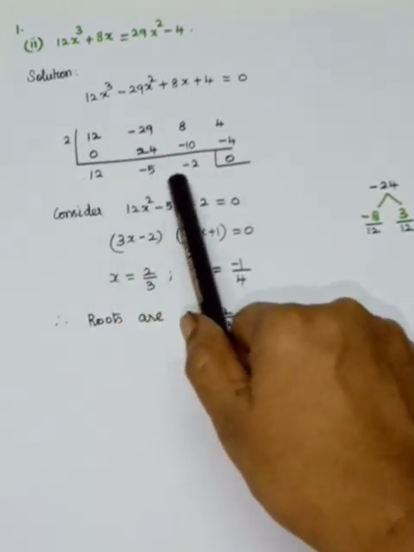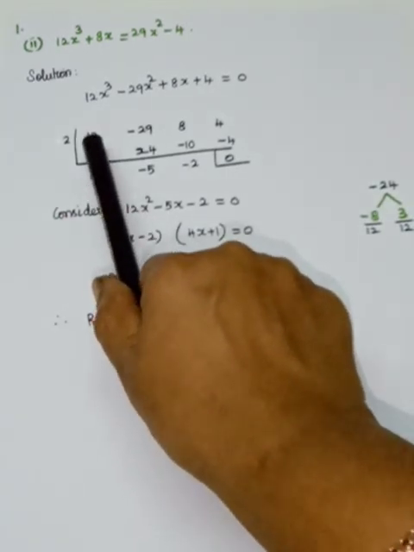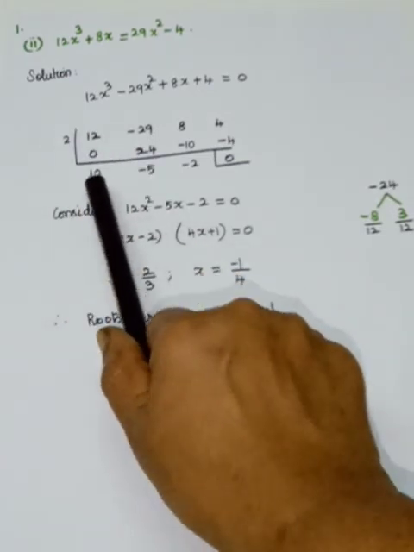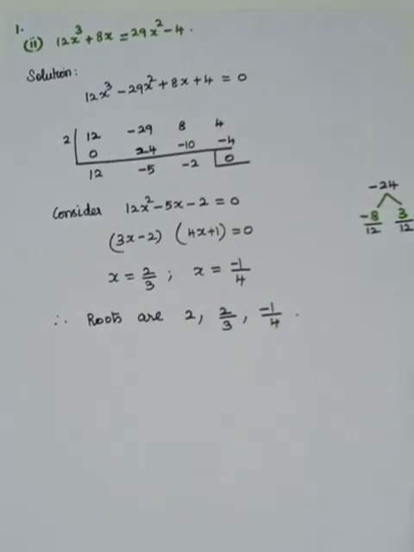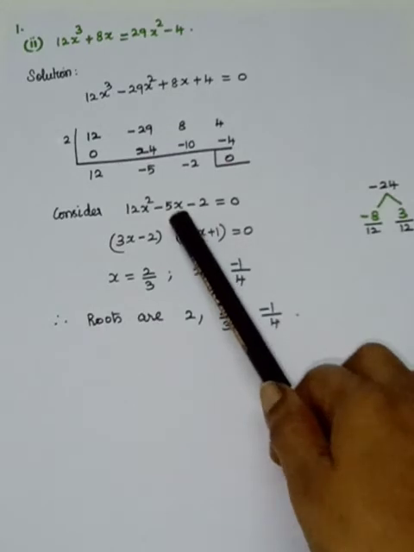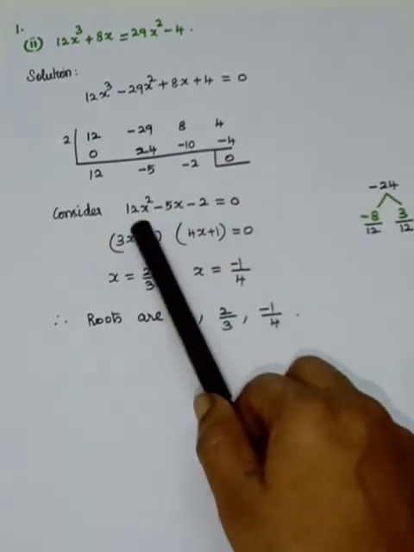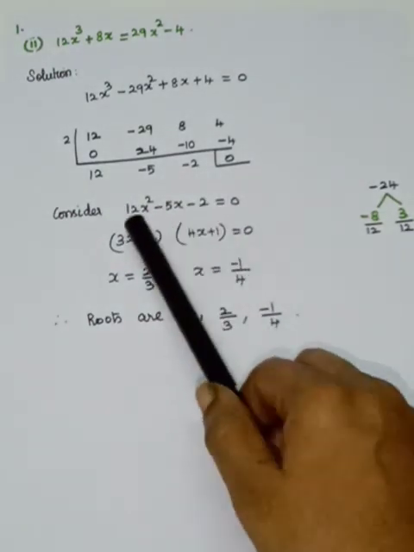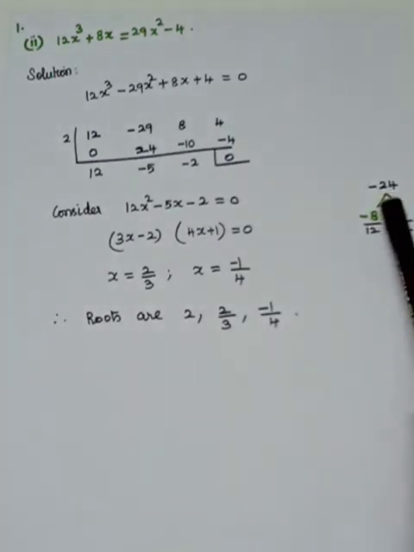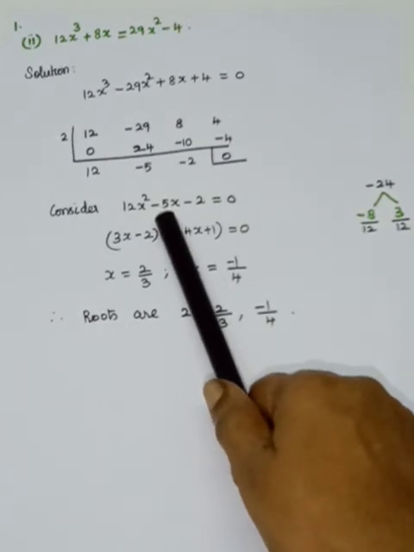So for the remaining, we can consider 12x squared, because it's a cubic polynomial. Here the root is 2. So when it is divided, you will get a quadratic equation. So it is 12x squared minus 5x minus 2 is equal to 0. You consider that. Okay. So it's a quadratic equation, which means we can factorize. What should be the product? Here 12 into minus 2 is minus 24. The product of the two terms is minus 24. And the sum should be minus 5.